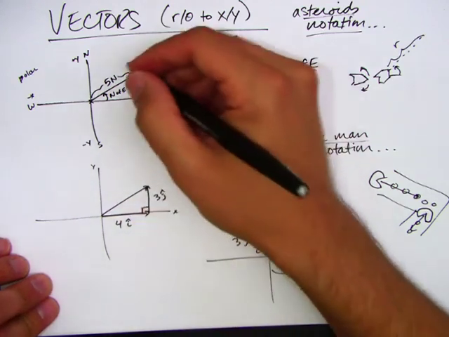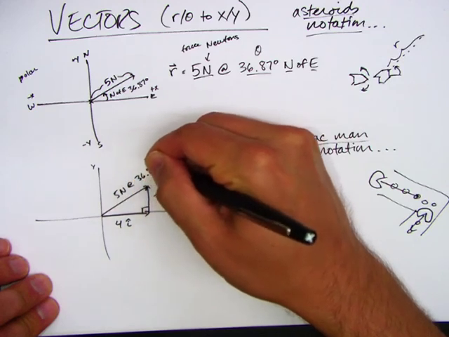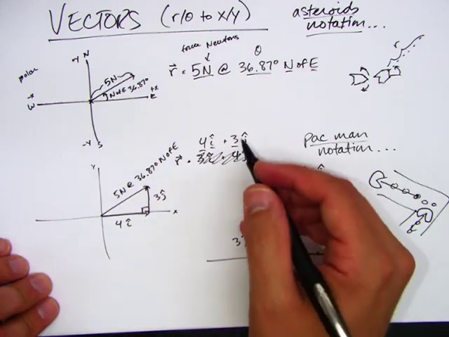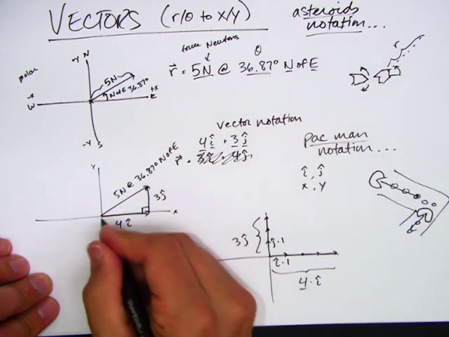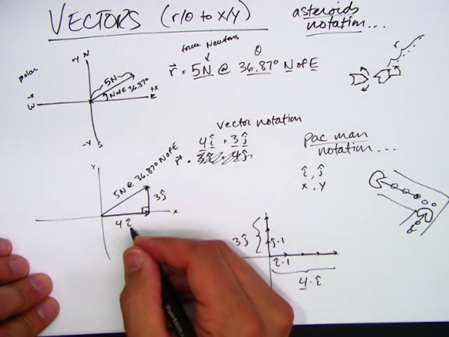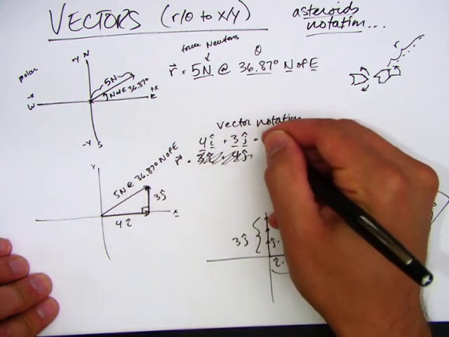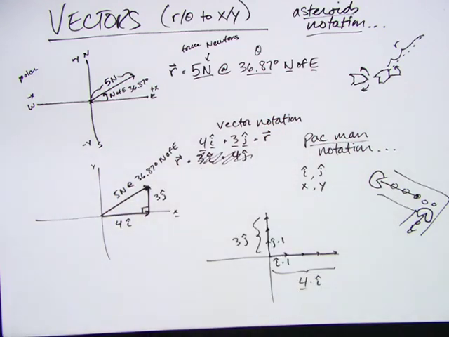So polar coordinates would be the 5 newtons at 36.87 degrees north of east. That's one way of representing this vector. And then the vector notation, I didn't write that down. This is vector notation, with 4 units in the i direction, which is x, plus 3 units in the j direction. This is also a way of representing the vector r. Okay, so those are our 2 notations. In the next video, also in vectors, we're going to show you how we can convert back and forth using some well-known trig from one notation to the other.